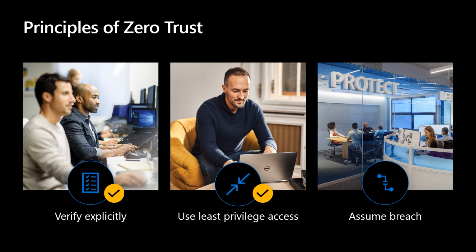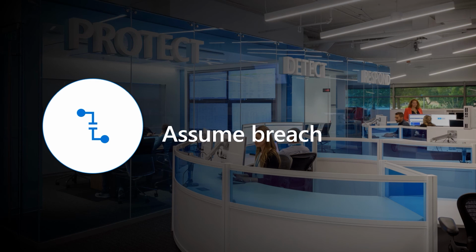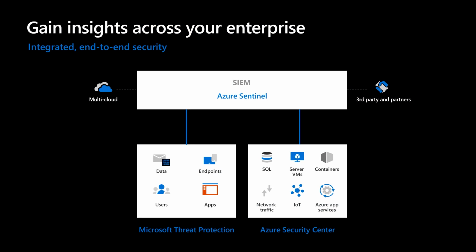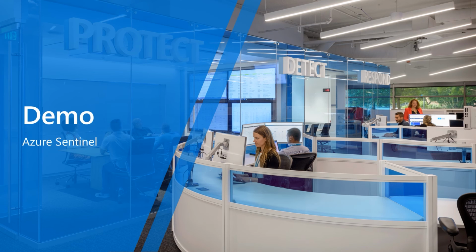We've covered verifying explicitly, understanding how to use least privilege. Let's cover assume breach. Understanding that the amount of signals that we were talking about earlier come from different types of products, whether it be the Microsoft Threat Protection product or Azure Security Center, or even third-party partners. You need a centralized source of truth or a SIEM solution. One of the things that we're going to be looking at next is specifically Azure Sentinel.